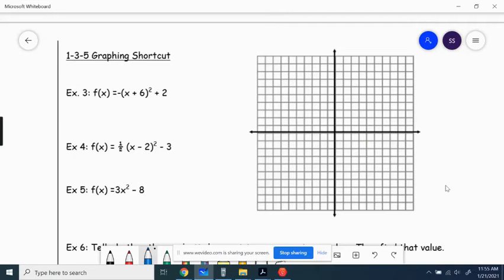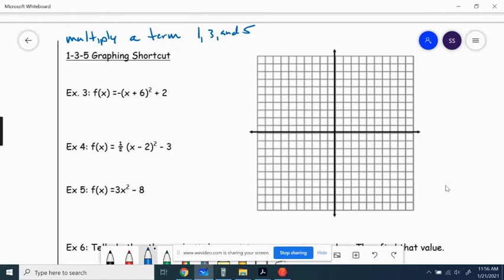Okay, so I showed you the hard way to graph out these quadratic functions. And now I'm going to show you this graphing shortcut, which makes it way easier. Okay, so the 135 graphing shortcut is when we multiply the a term by 1, 3, and 5.